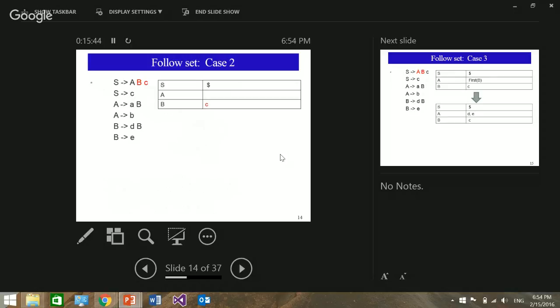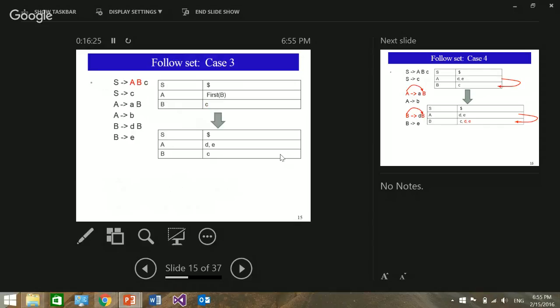Okay, this one doesn't have lambda actually, so I really don't need the follow set, but I want to illustrate how the algorithm works. The little c follows the big B. The big B doesn't drop out. There's no lambda. So little c is in B's follow set. That's how you read this. $ follows S because when you're done, you're done. Little c follows B because that's the case two that was given.